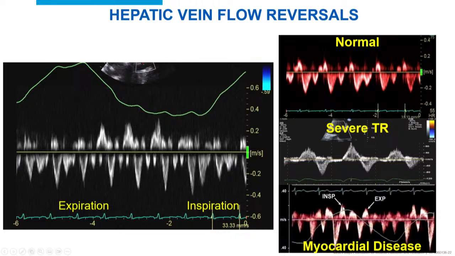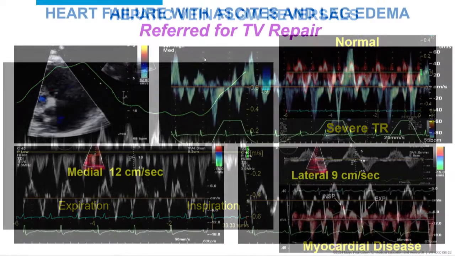It happens with inspiration, because your forward flow velocity is higher, and then this is expiration. So really, the hepatic vein Doppler can separate the different pathologies very, very well. And this is an example.